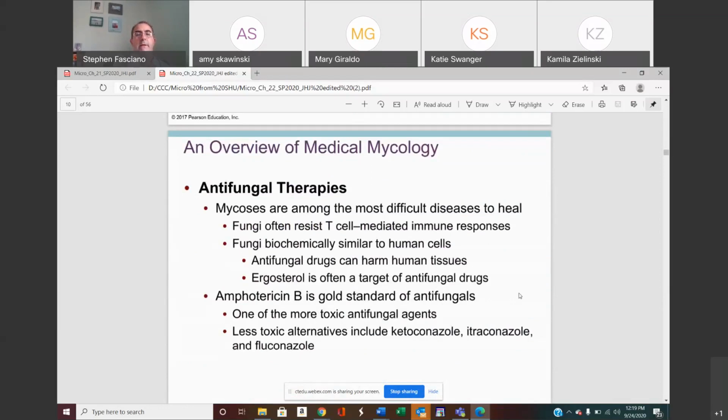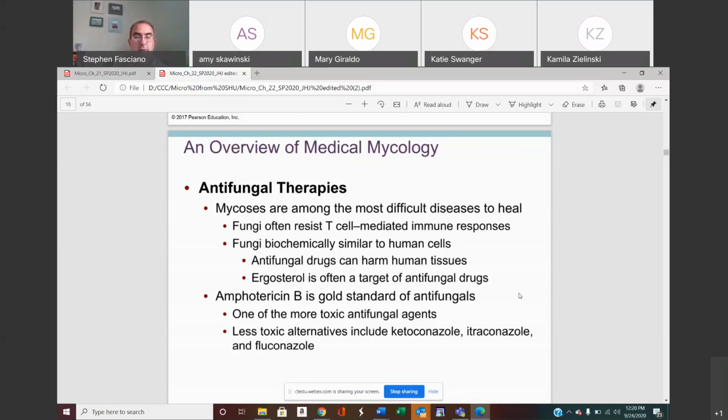Antifungal therapies. So they're almost the most difficult diseases to heal. Often they're resistant to T-cell mediated immune responses. T-cell responses tend to be directed towards bacteria, but fungi often escape their response. They are similar to human cells, and I think that's why things like bacteria look so different from human cells. They're prokaryotic, they're not eukaryotic. So it's hard for our own immune system to detect a fungus.